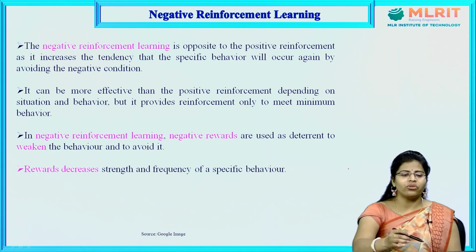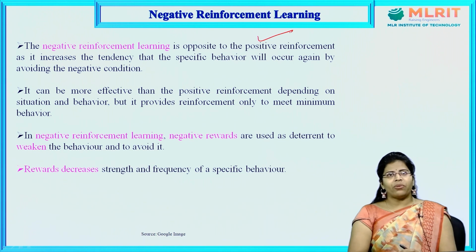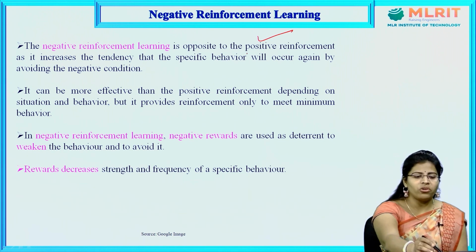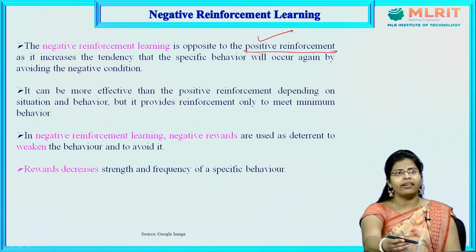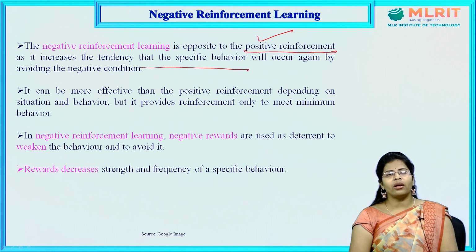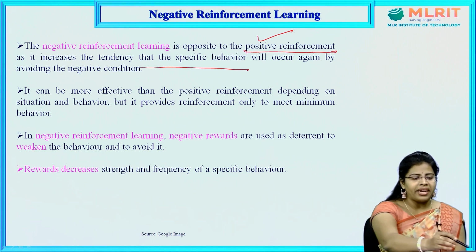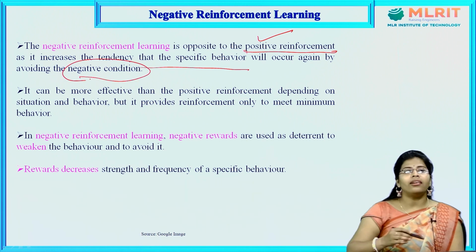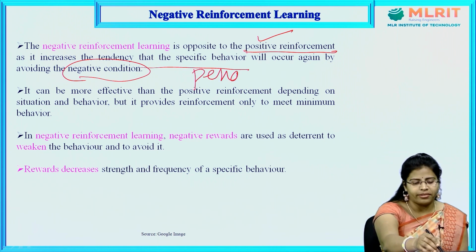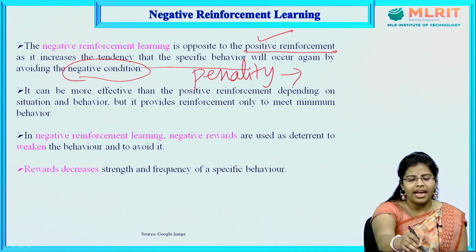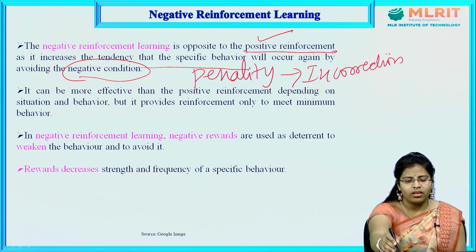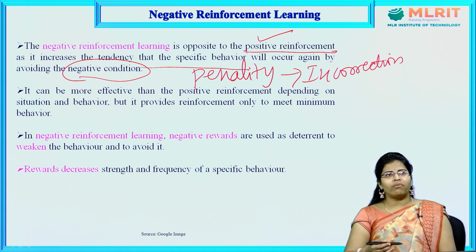Next, coming to the second one, negative reinforcement learning. Negative reinforcement learning is the opposite of positive reinforcement, as it increases the tendency that the specific behavior will occur again by avoiding the negative condition, that is negative feedback, nothing but a penalty for it. A penalty for each incorrect action is nothing but negative reinforcement learning.